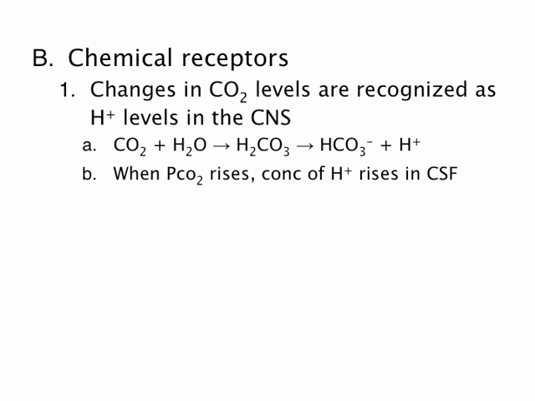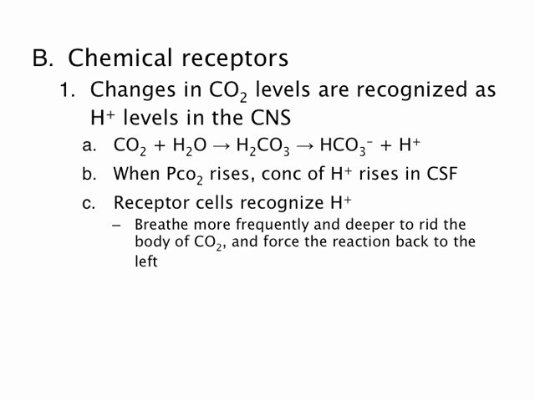So, when the PCO2 rises, the concentration of hydrogen ions rises inside the cerebrospinal fluid. The receptor cells recognize the hydrogen ion concentration. This causes you to breathe more frequently and deeper. That will rid the body of CO2 and force the reaction back to the left. So if you look at the equation in A, if you were to breathe faster, the arrows would be reversed, and you would be exhaling that CO2 and the water and getting rid of the hydrogen ions and getting the pH back to normal.